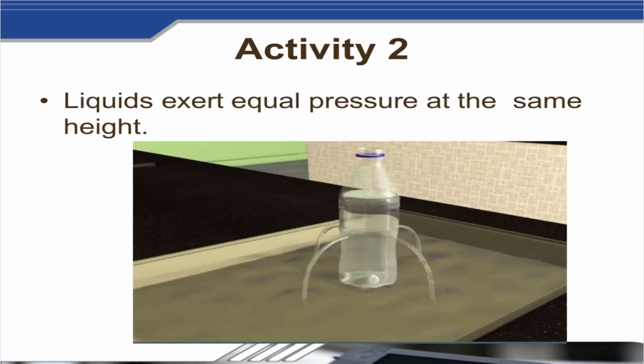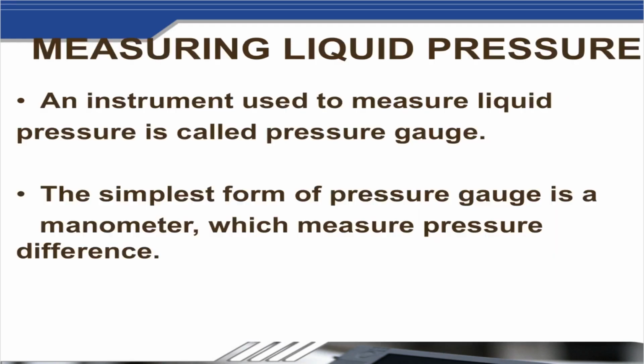Liquid exerts equal pressure at the same height. आप देख सकते हैं इस बॉटल में आपने हाफ से ज़्यादा पानी भर लिया, सेम हाइट में होल बना दिया है. सो सेम हाइट में होल होने की वजह से चारों तरफ इक्वल प्रेशर होने से सेम हाइट में पानी निकल रहा है. सो इट शोज द लिक्विड एक्सर्ट इक्वल प्रेशर एट द सेम हाइट.